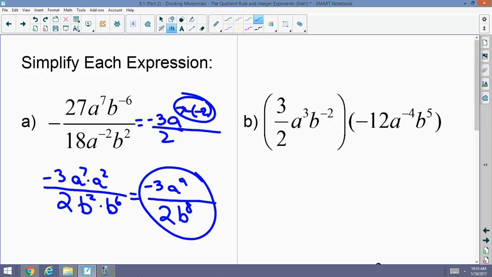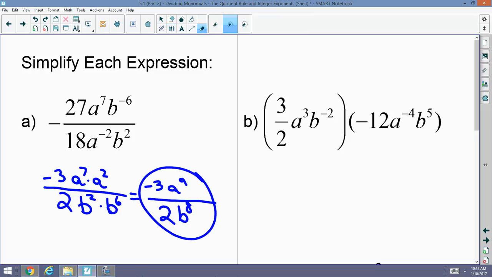You're going to be nervous. You're going to be trying to rush through it. That's why I always strongly suggest make the exponents positive first. Then simplify, multiply, divide, whatever you got to do.